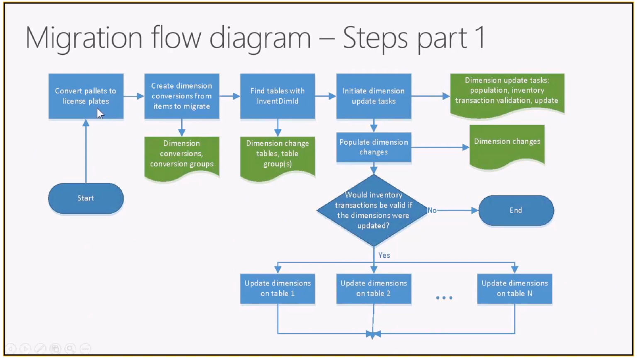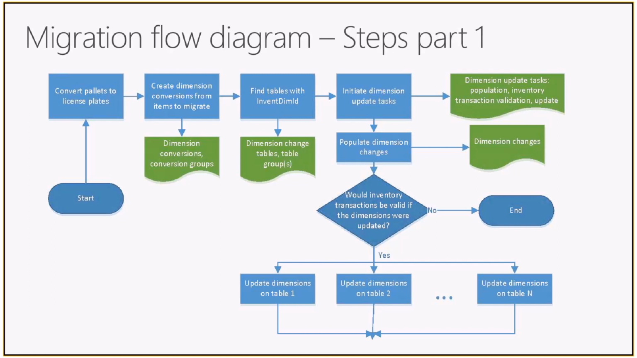In case you have pallets, we will take those values and populate that directly into license plates. So pallet ID becomes license plate ID. Obviously, if you don't have pallet, it doesn't matter. We'll just skip that part of the migration process. Then it will be evaluated. Well, we need to change the existing inventory dimensions.